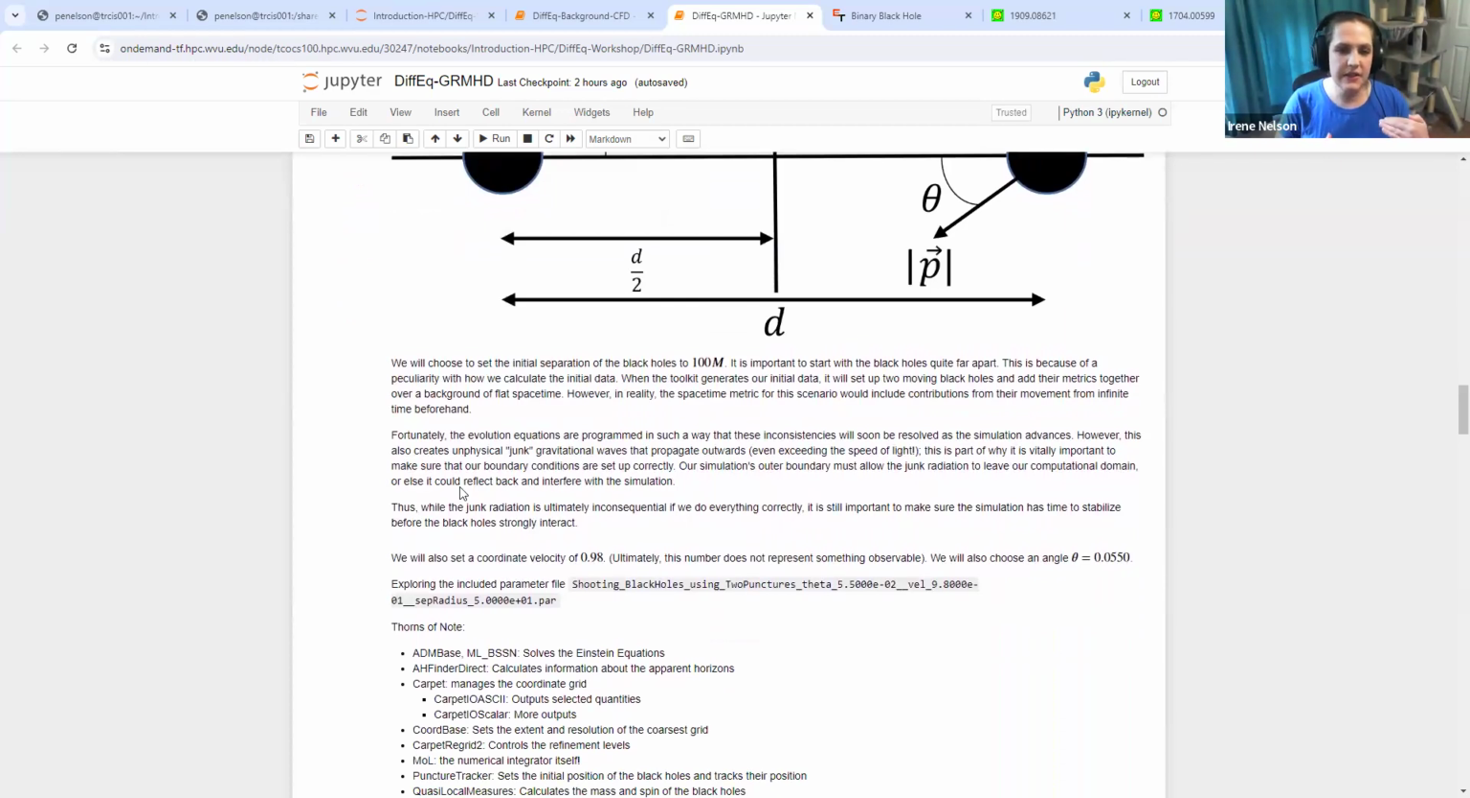Okay, so we're going to choose the initial separation to be 100 m, because it's important to set these very far apart because of a quirk in how we calculate the initial data.